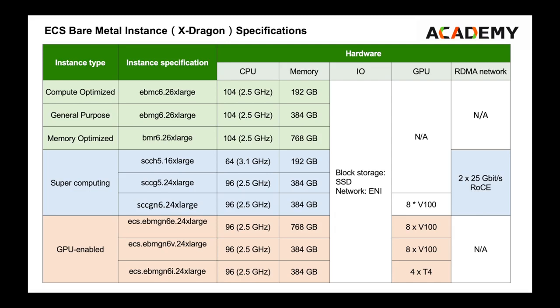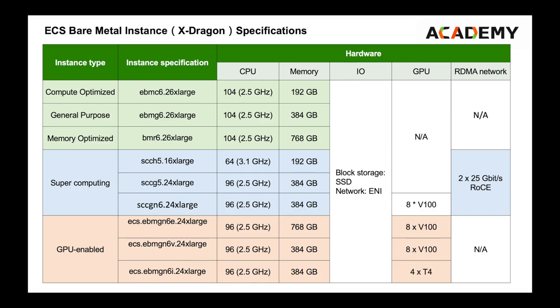So here are the bare metal instance specifications. You'll notice that the bare metal instances are all very big machines. They're all very powerful. The smallest one is the 5th generation supercompute instance, which has 64 CPU cores. That's the smallest one. The others have 96 or 104 CPUs and up to 768 gigabytes of RAM, although that is upgradable to over a terabyte. If you work with our solutions team, they can give you more memory than that if you need it.